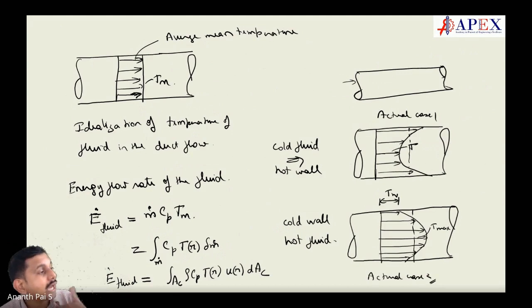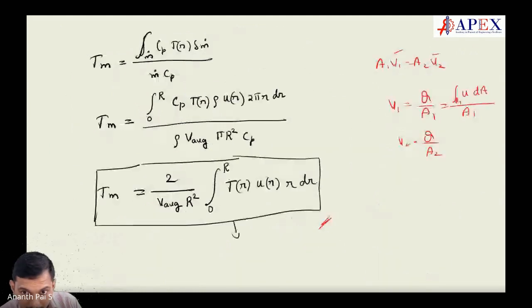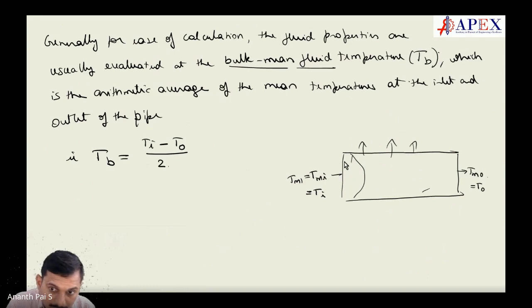It is a calculated one. It is not the actual one. It is for the ease of calculation. Then TB is about the Ti here, that is T mean at inlet. This is T mean at outlet.